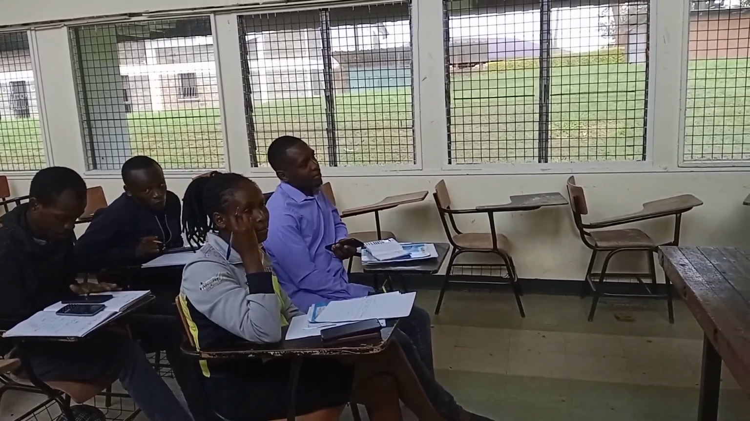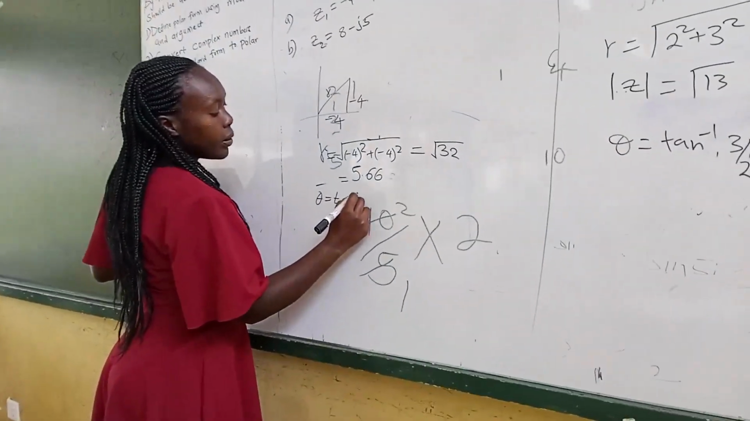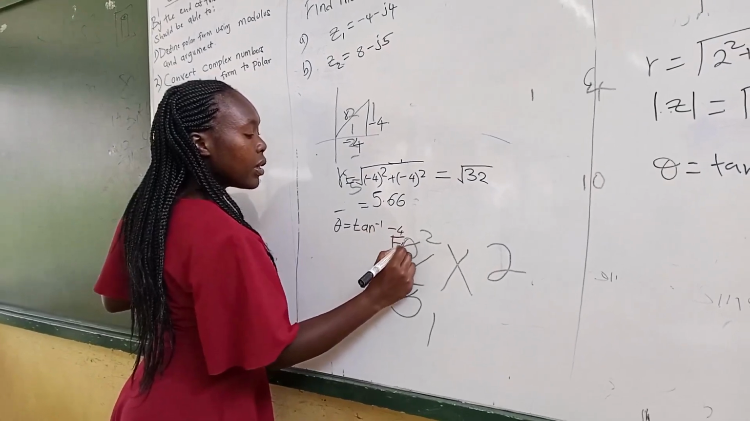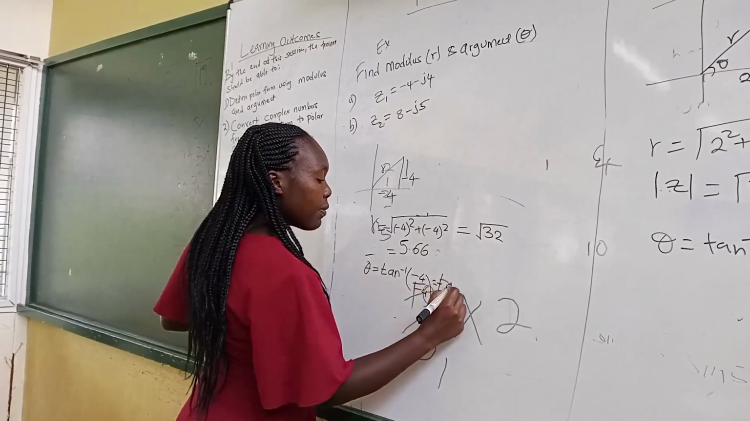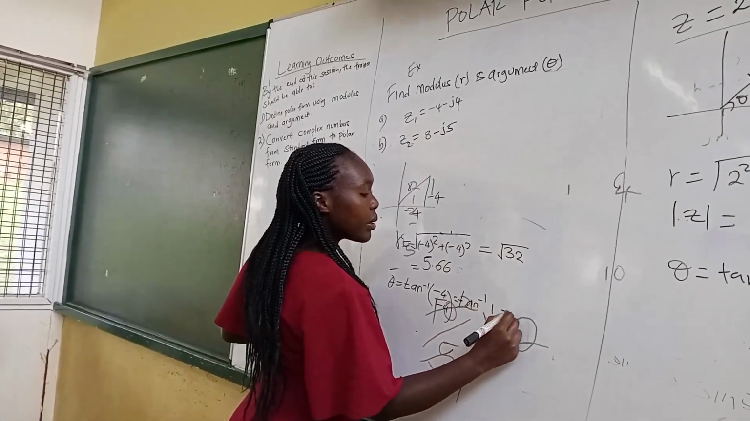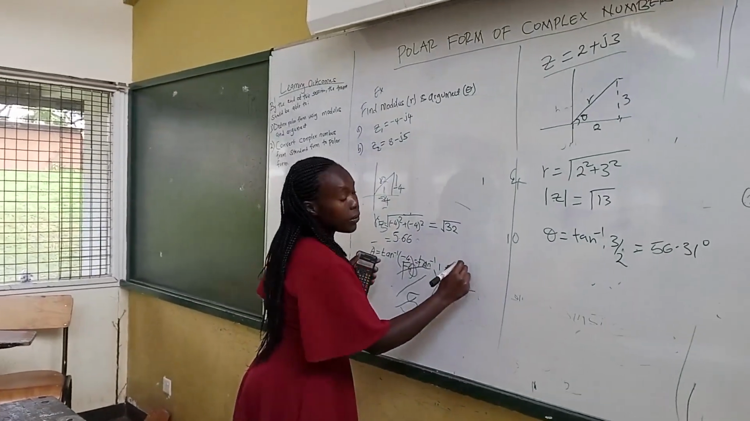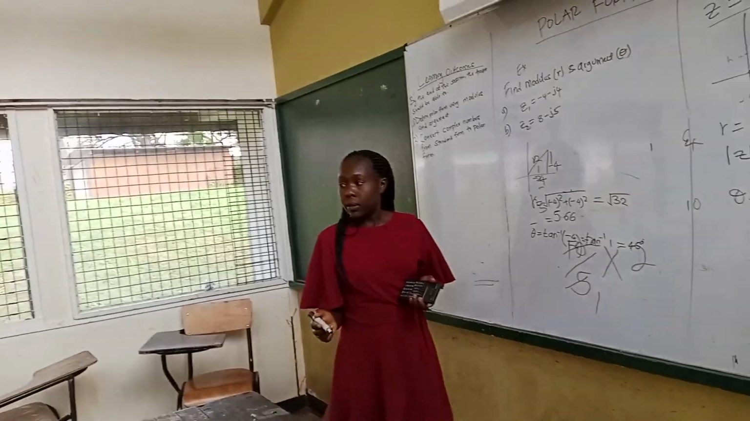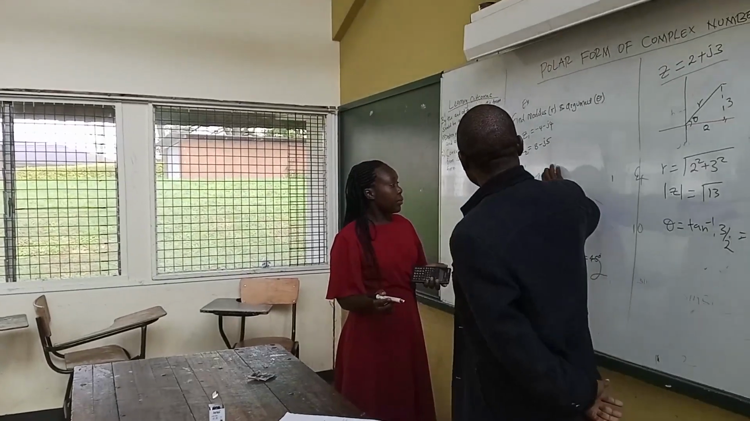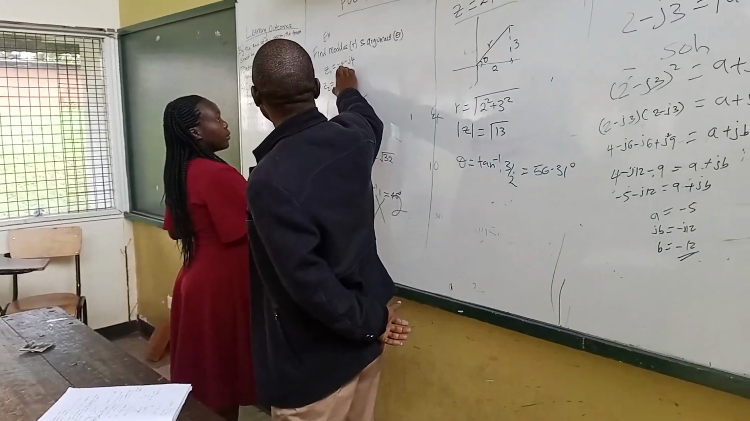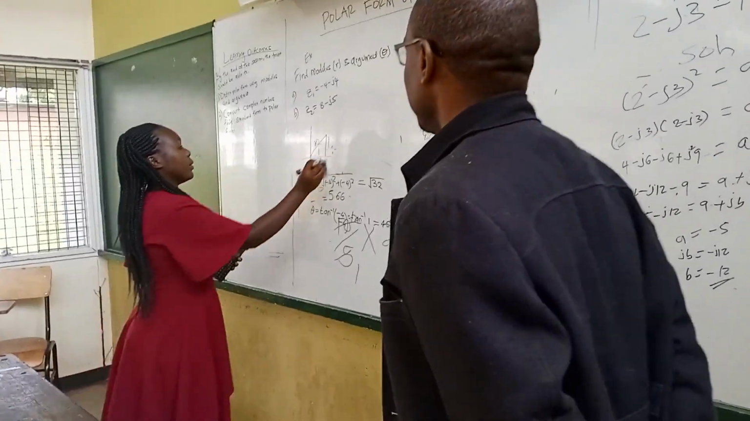Now for the argument, theta is equal to tan inverse of -4 over -4. This is the same as tan inverse of 1, so our angle is 45 degrees. Is that your representation? They are asking, is your representation here? Because I've been given the negative and the negative, how will you represent it? It's not in this question.